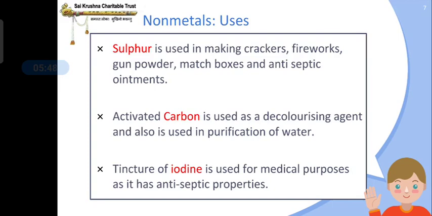Next comes the uses of non-metals. Sulfur is used in making crackers, fireworks, gunpowder, matchboxes and antiseptic ointments. Activated carbon is used as a decolorizing agent and also in purification of water. And tincture of iodine is used for medical purposes as it has antiseptic properties.